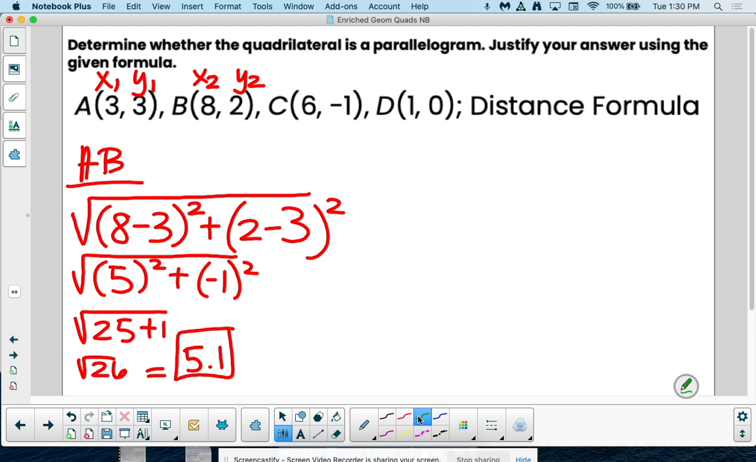Now for the rest, we'll divide and conquer. This half of the room, let's go in order, you do BC. You guys do CD. And then I will do AD on the board over here. So you do BC, CD, and I'll take care of AD. So you do your next part, and we'll see what we come up with. All right?